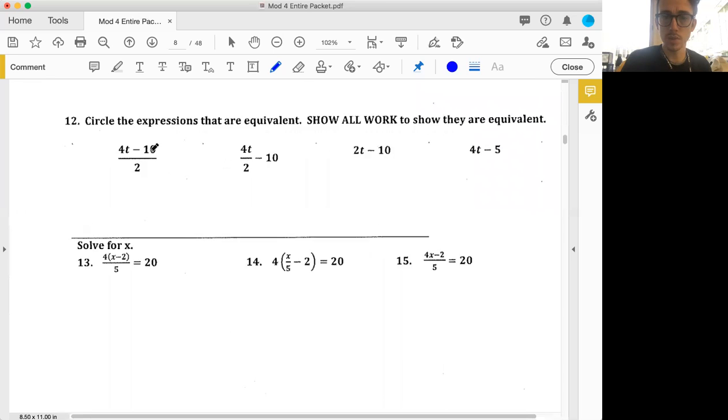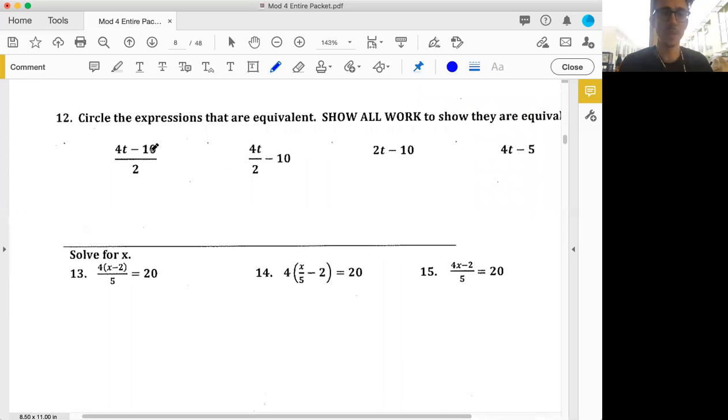Circle what's equivalent. Yeah, let's do that. Okay. So we talked in the previous example about how we can break apart this into 2 fractions with 4t over 2 and subtracting 10 over 2. So 4 over 2, you can actually rewrite that to 2t, and then 10 over 2, you can rewrite that to -5. So let's think.